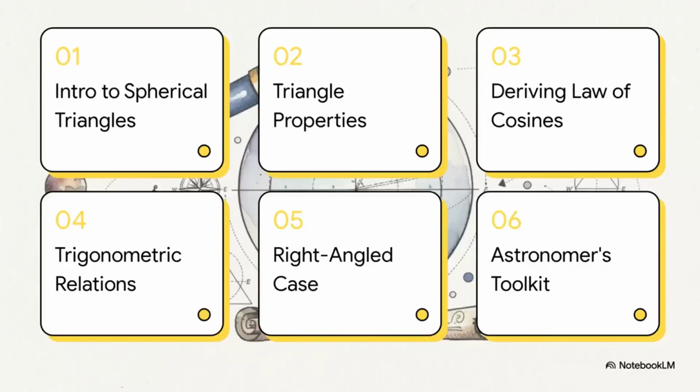So here's the game plan for this explainer. We're going to build this whole thing from the ground up. We'll start by defining what a spherical triangle even is, and then we'll see how its properties completely bend the rules of flat space geometry. From there, we're going to derive the absolute cornerstone of this field, that's the law of cosines, and see what other powerful tools it unlocks. And finally, we'll put it all to work in the Astronomers Toolkit.